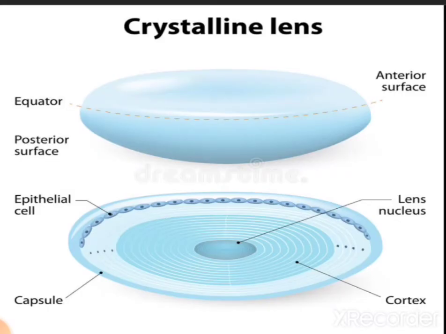So here we can see the lens. It is a crystalline lens. In the center there is an imaginary line known as equator which divides the lens into two surfaces, anterior and posterior surface. And on the outer side we have epithelial cells. This is the cortex, and on the inner side we have the nucleus.